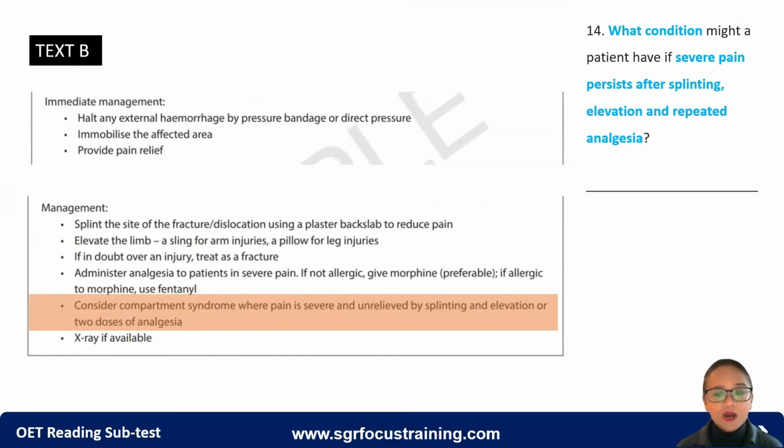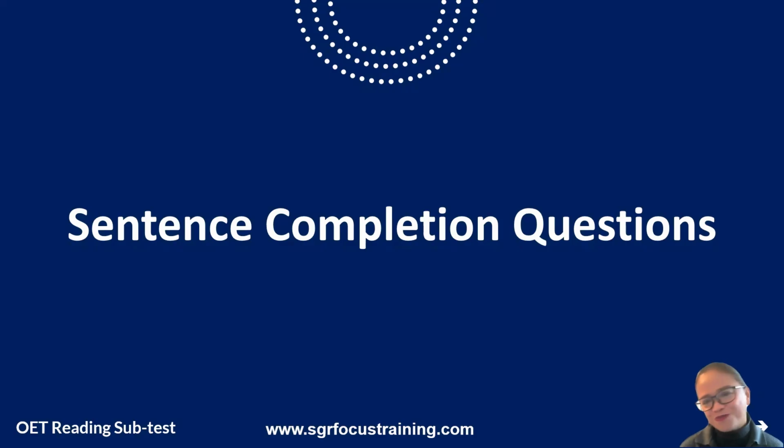So there's your splinting part. Elevation, there's your elevation part. And 2 doses of analgesia, which gets you the third one. So the correct answer in here is compartment syndrome. Now we finished the short answer. We're going to move on to the sentence completion questions.